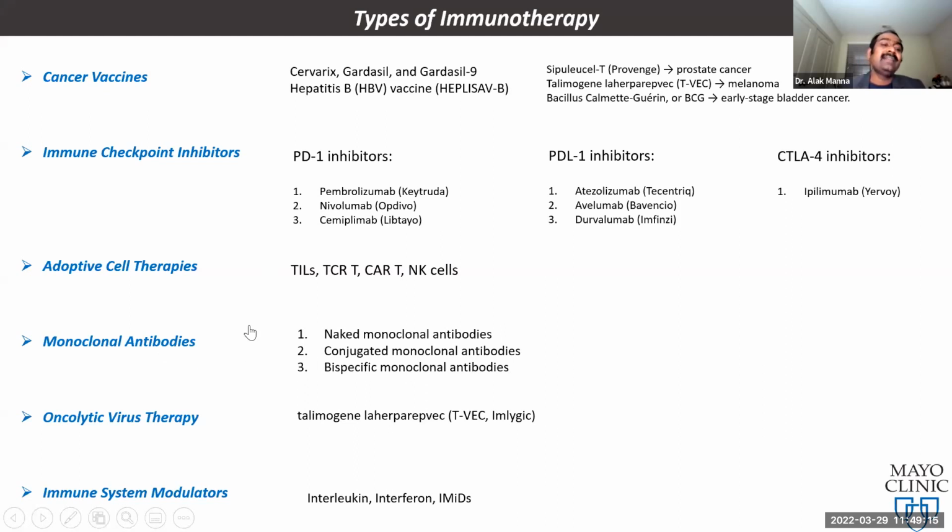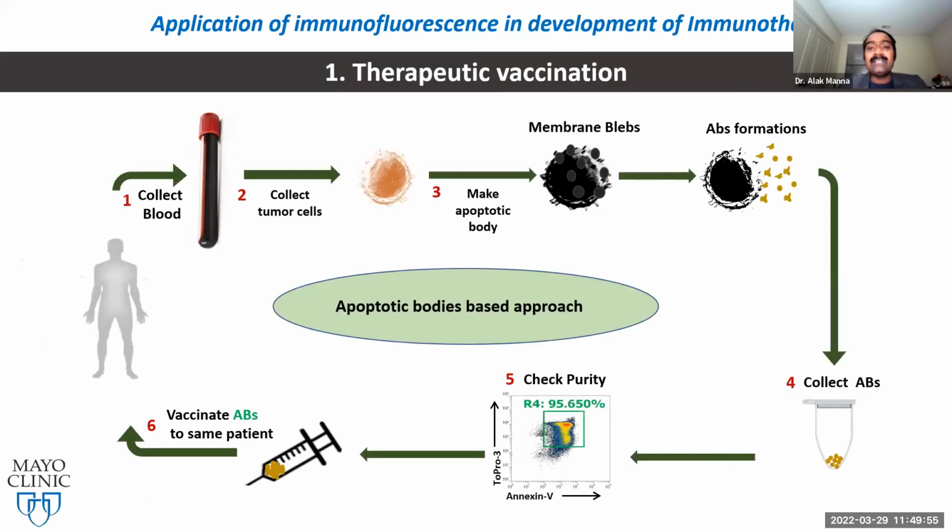Then there are different monoclonal antibody treatments, which are widely used for different cancers, like PD-1 inhibitors such as pembrolizumab and nivolumab. Those are used as naked antibodies, and as bispecific antibodies, which are called BiTEs. There are also oncolytic virus therapies, and immune modulators, which are also a kind of second-line molecule after chemotherapy. All those research and treatments directly or indirectly involve fluorescence biology and fluorescence principles.